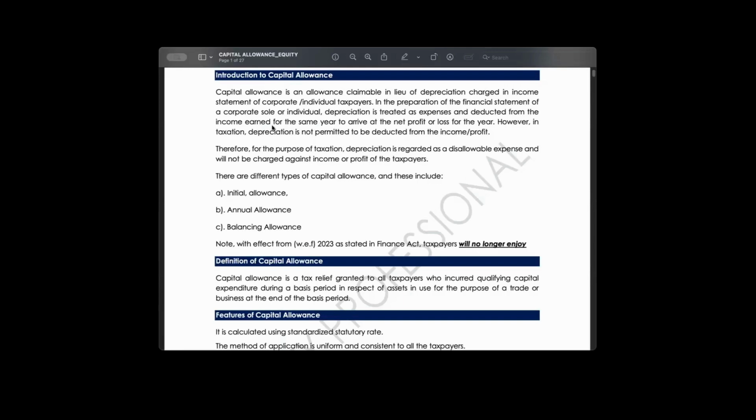Before 2023 tax year, we used to have what we call investment allowance. But with effect from 2023 tax year, investment allowance is no longer applicable to the tax authority. Now, what do we mean by investment allowance? Investment allowance is an allowance that is granted to a taxpayer that has incurred qualifying capital expenditure on plant, equipment, and machinery. That is for reconstructive investment allowance.